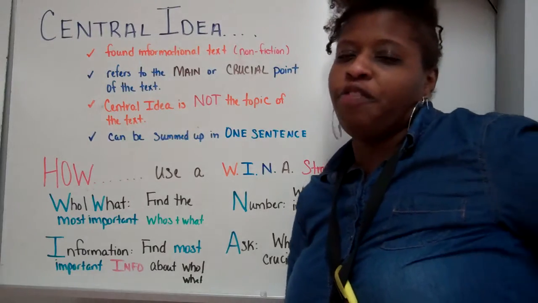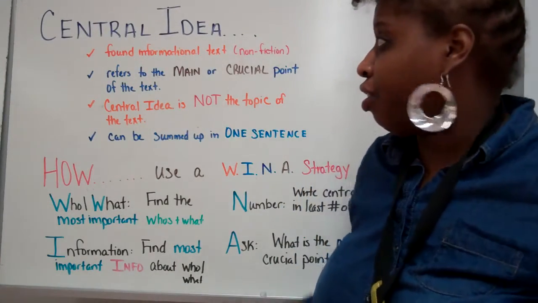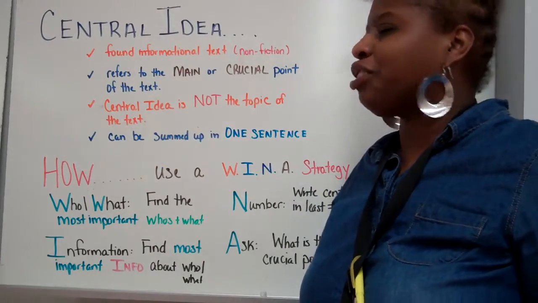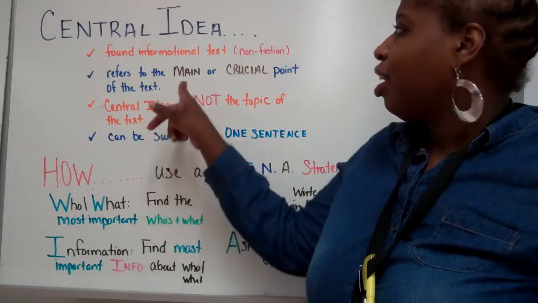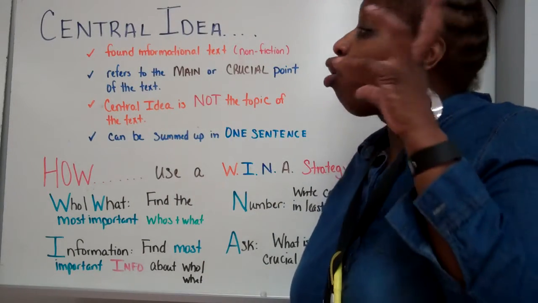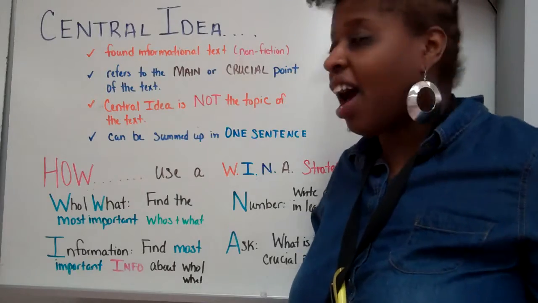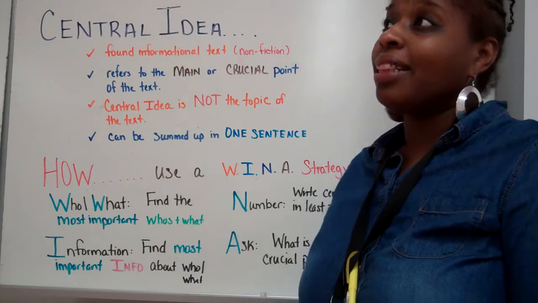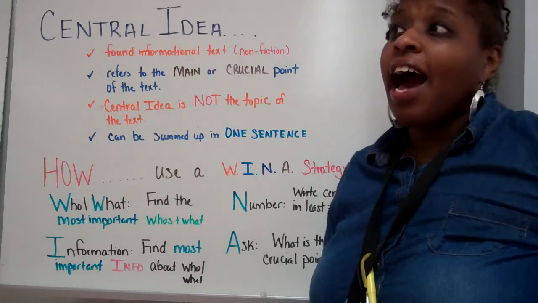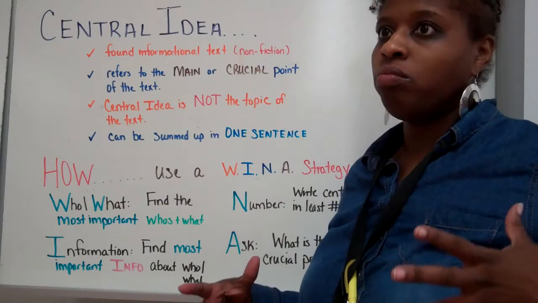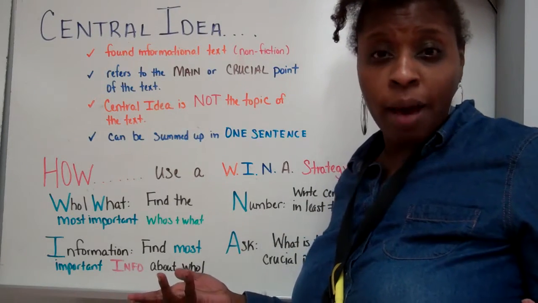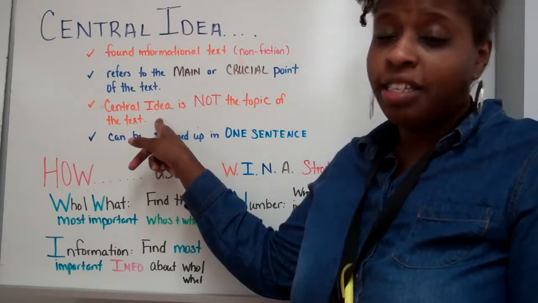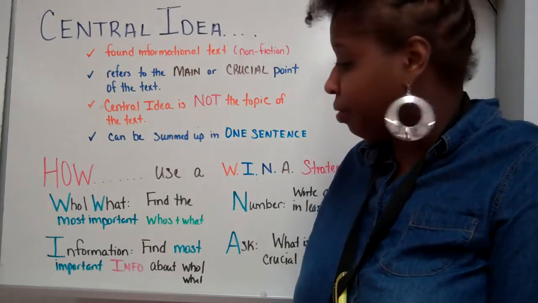So now let's focus on the informational text side of our power standard, which is central idea. Some things to know. One, it's found in informational text or nonfiction text. Two, it refers to the main or crucial point of the text, i.e. central. Third, central idea is typically not the topic of the text. I could be writing about Valley Forge, what happened at Valley Forge, but that's not my central idea, that's my topic.